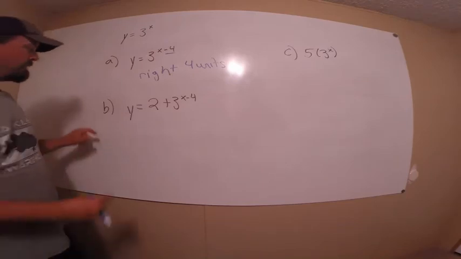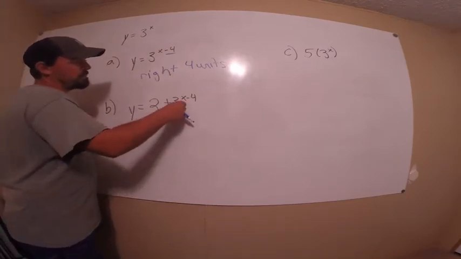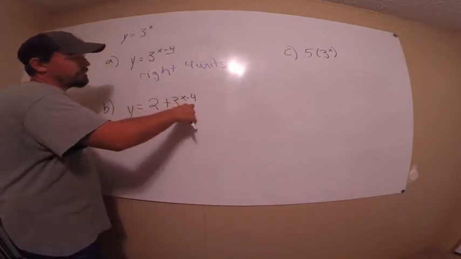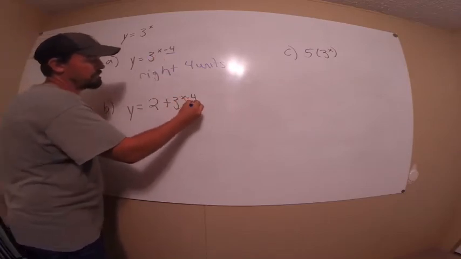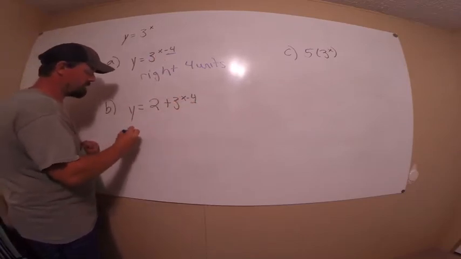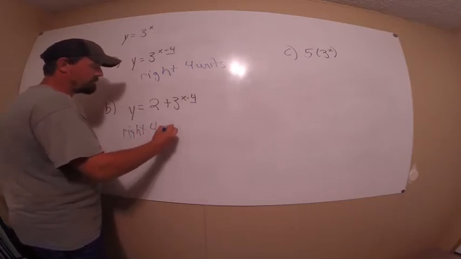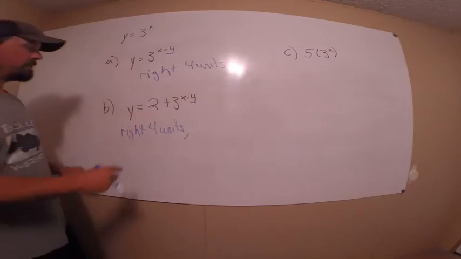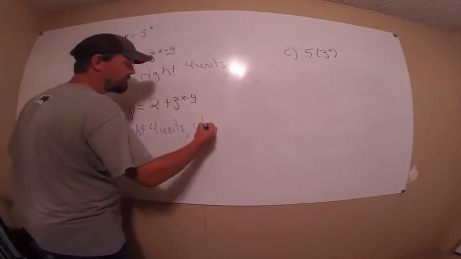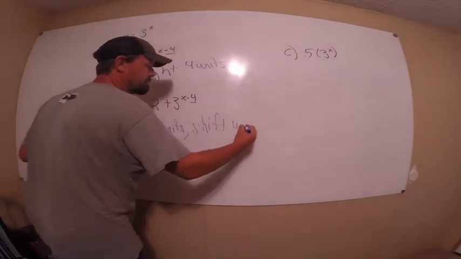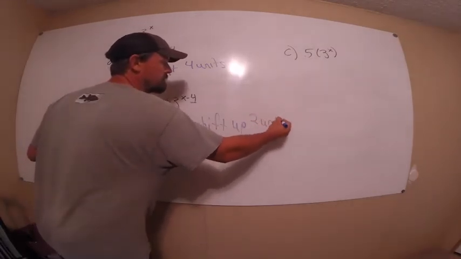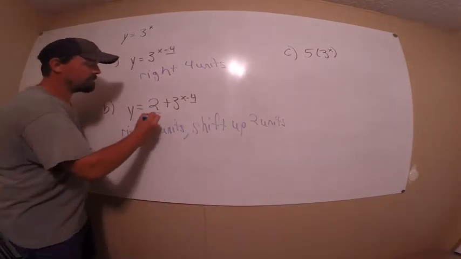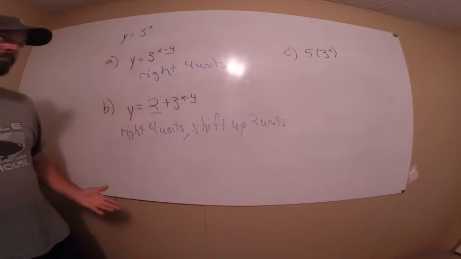Okay, here y equals 2 plus 3 to the x minus 4. So we've got two things happening here, right? We've actually shifted right 4 units just like we did here. So we can go ahead and write that one: right 4 units, comma. We have this 2 out here, okay? It's a positive 2. Therefore, we shift up 2 units. Easy enough. So this causes us to shift up 2 units. If it was negative, we'd shift down.